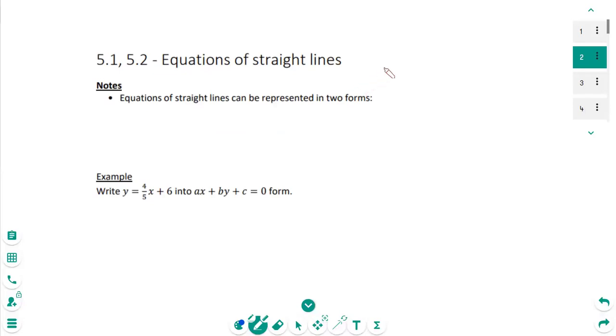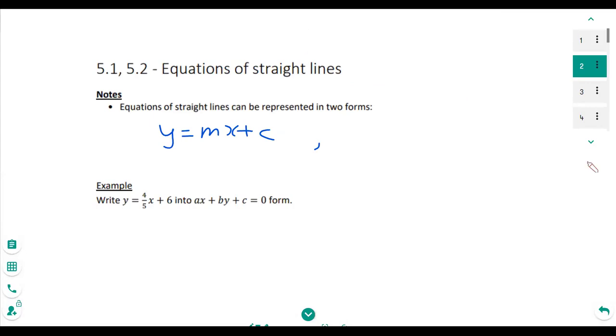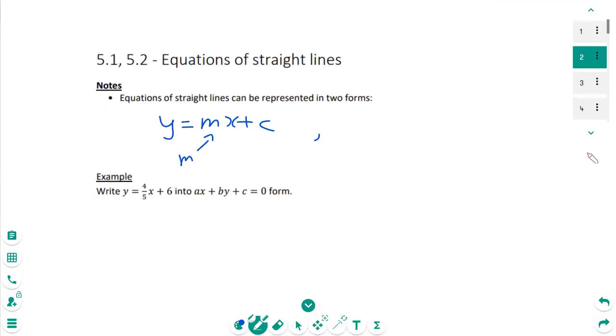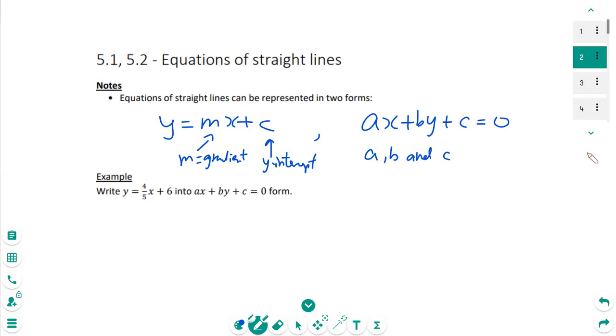Equation of a straight line could be represented in two forms. The first form is y equals mx plus c, where m is the gradient and c is the y-intercept. And the other form that we are going to learn is the ax plus by plus c equals 0 form, where a, b, and c are integers.